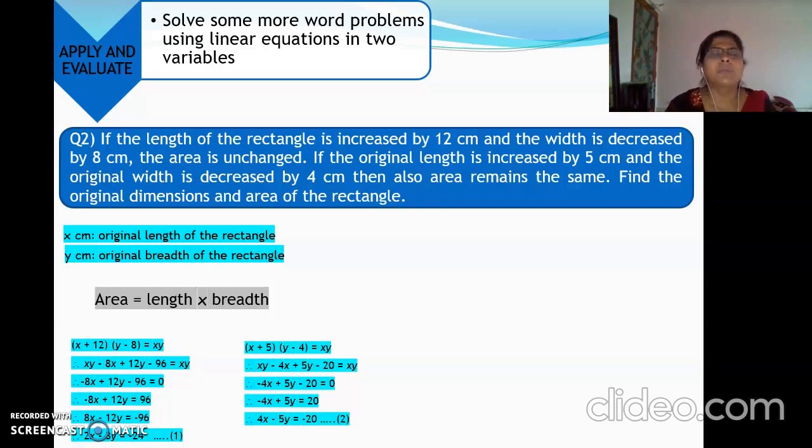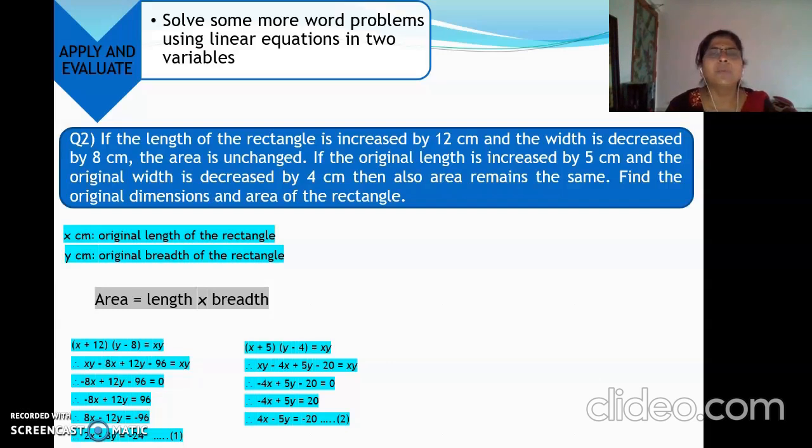Now, as per the first information, where the length is increased by 12, the new length is x plus 12, and the breadth is decreased by 8. It means the breadth is now y minus 8. Now its product is going to be the area, which is unchanged. So on the right side, we will get the same area, xy. So the product of these two binomials will give us xy. Taking the product and eliminating xy from both sides, we get this equation as 2x minus 3y is equal to minus 24.